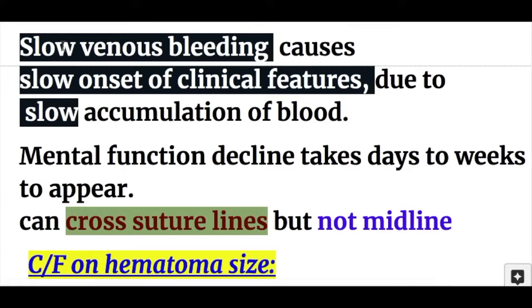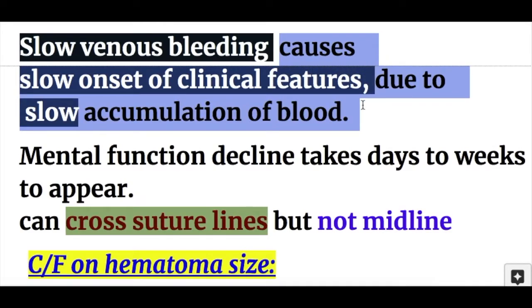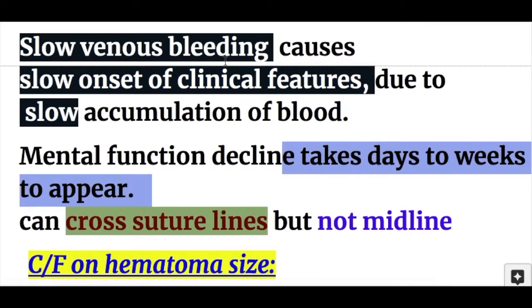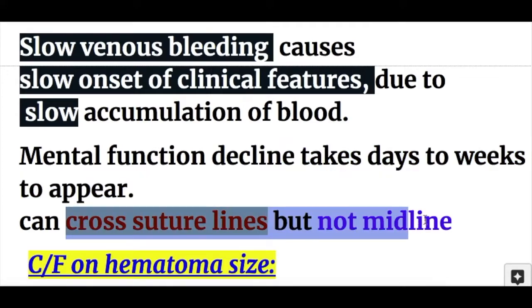Venous bleeding is slow. So slow venous bleeding in subdural hematoma causes slow onset of clinical features due to slow accumulation of blood. Mental function decline takes days to weeks to appear. So it's the venous bleeding that occurs in subdural hematoma, and it's a slow bleeding, so slow onset of clinical features, so the mental function decline takes days or weeks to appear. The bleeding can cross the suture line, but it does not cross the midline.